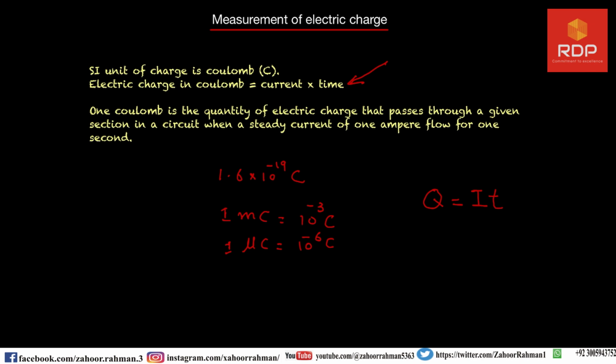From this we can define that if a current of 1 ampere is flowing for 1 second through the cross-sectional area of a wire, or generally a conductor, then the charge is said to be 1 coulomb.